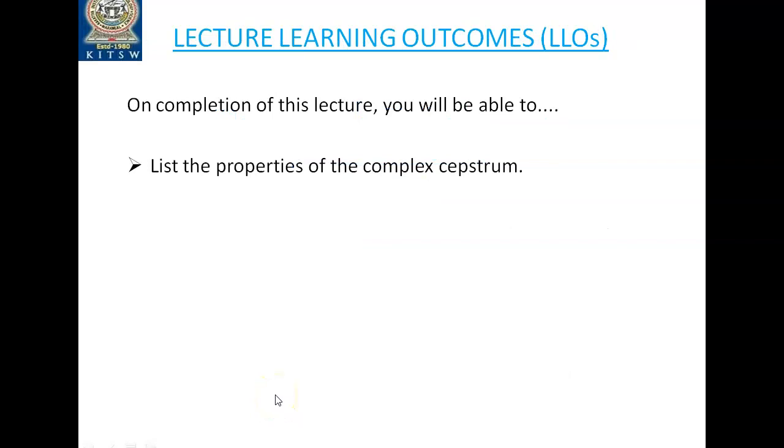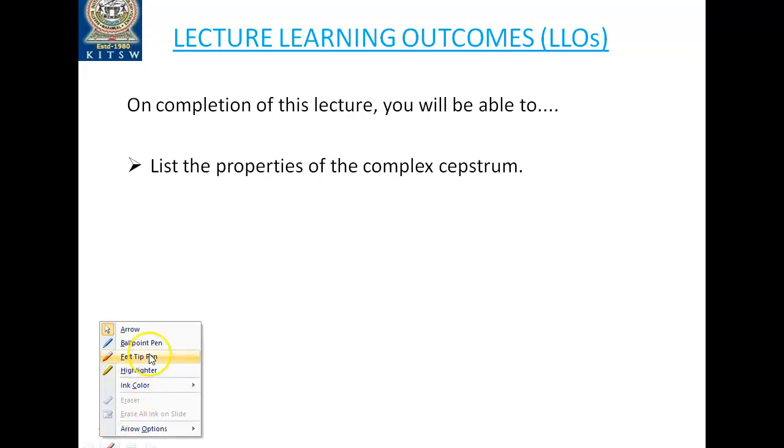So this is the lecture learning outcome. On completion of the lecture you will be able to list the properties of the complex cepstrum. In the previous video we clearly introduced what a cepstral domain is and the difference in terminology between the spectrum domain and the cepstral domain. In the same way, we are going to look at the properties of the complex cepstrum. Before you understand the properties, you first need to understand what a complex cepstrum is and what the real cepstrum is, so that you can distinguish between them.